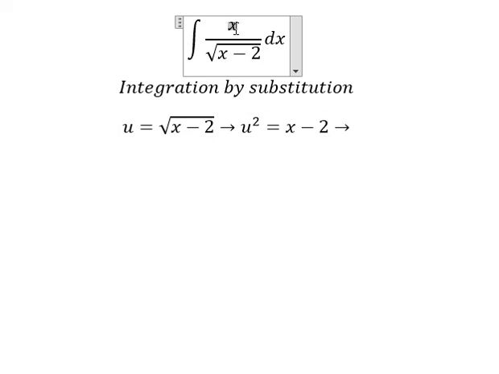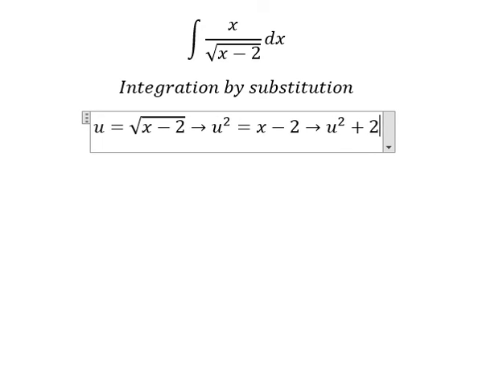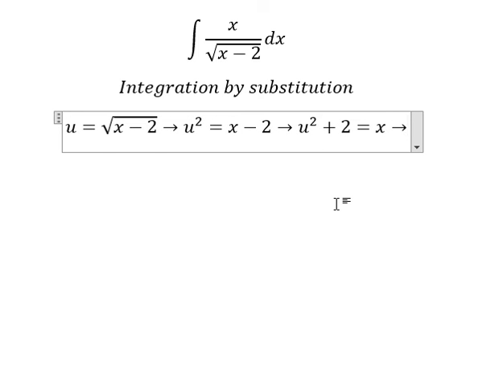So because we have x, that means I will put negative number 2 go to the left, and we have u squared plus 2 equals to x. Next, we need to do first the derivative for both sides.